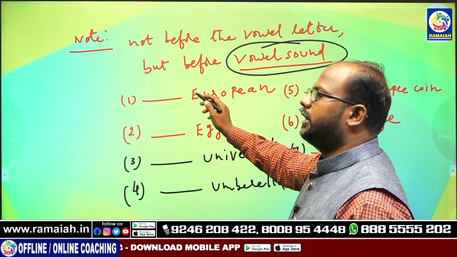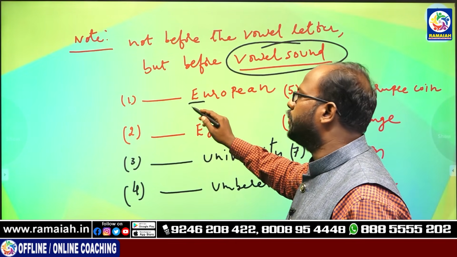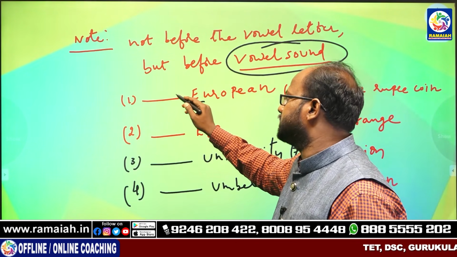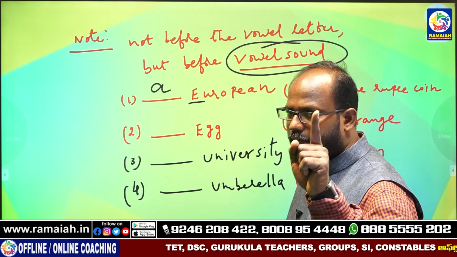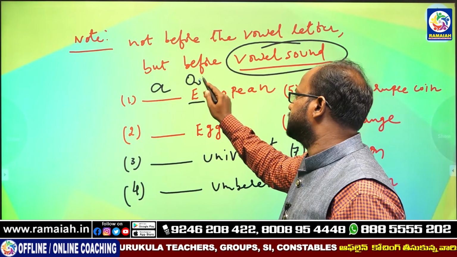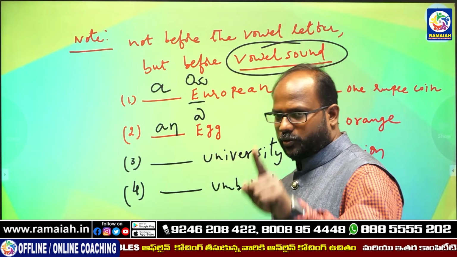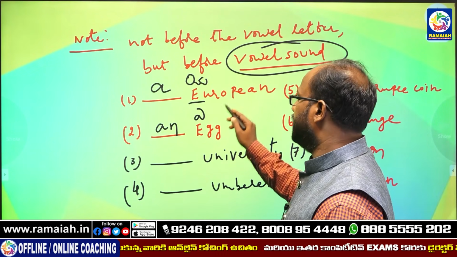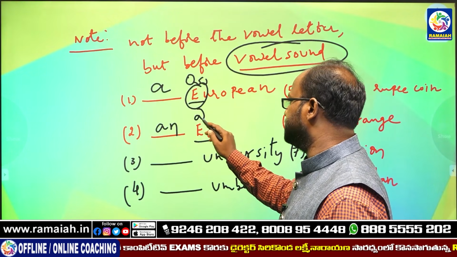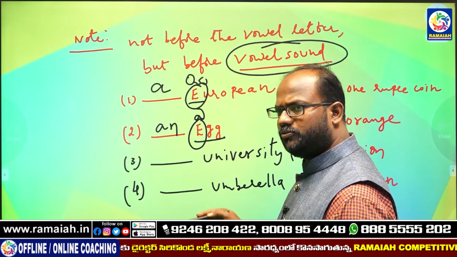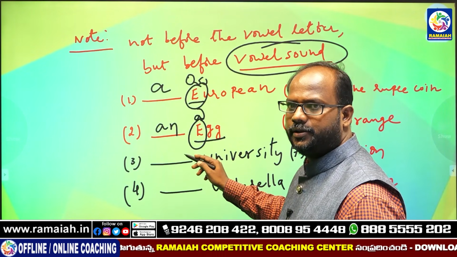See, European. The letter E is a vowel but gives a consonant sound. European, so here, not an European, a European. Because in Telugu we may say it like this. Egg, as I told you, an egg. Now you must have a doubt. Sir, here the word begins with the letter E. Here also the word begins with the letter E. But why should we go for a here? Why should we use an here?